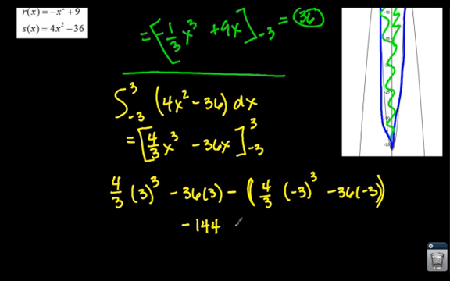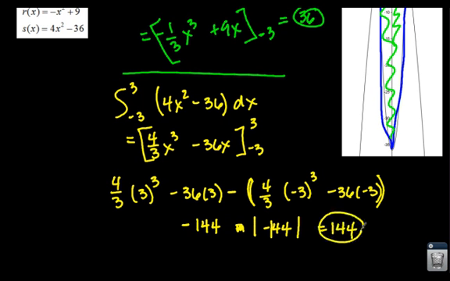Areas can't be negative. Since we're below the curve, we know that it's just because of the order in which we are, because the boundary is 0 above. So we're just going to take the absolute value of negative 144, and that gives us positive 144.